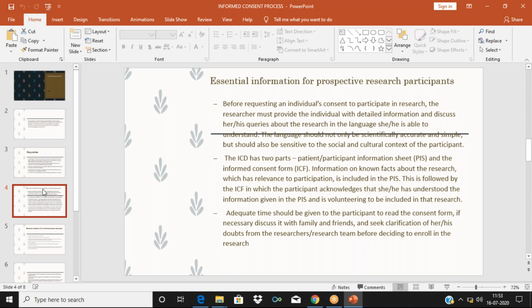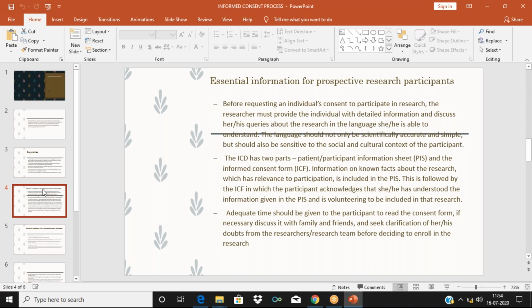Before asking for the consent, the researcher has to educate and give detailed information and discuss with the participants. And if the participant has any queries or doubts, then they have to be given sufficient time to understand and to ask questions to clarify their doubts. It is also important that the researcher explains all the aspects of the study, not just the scientific aspect, in a language that is comfortable for the participant.